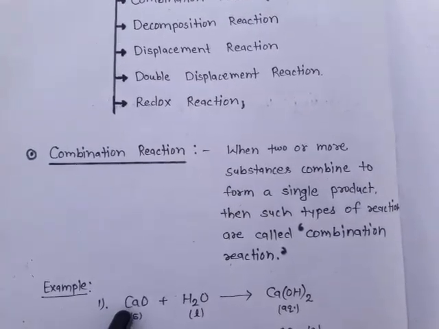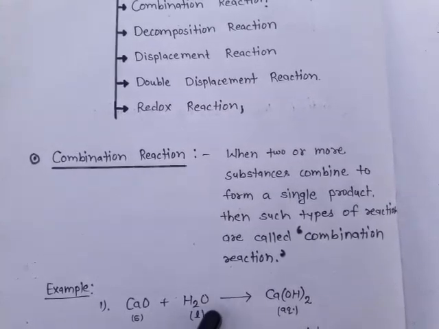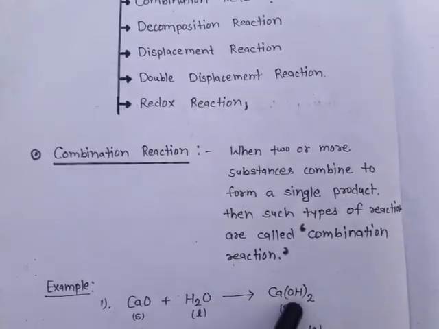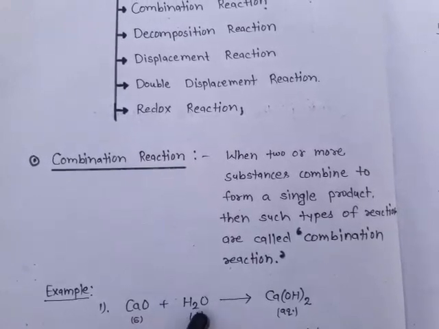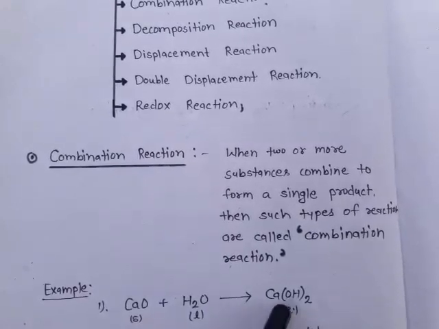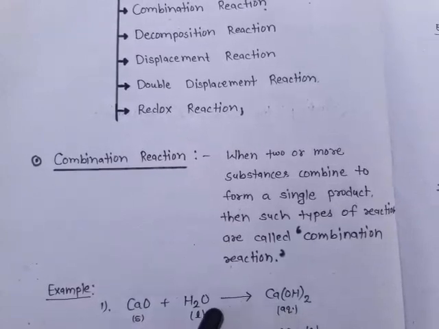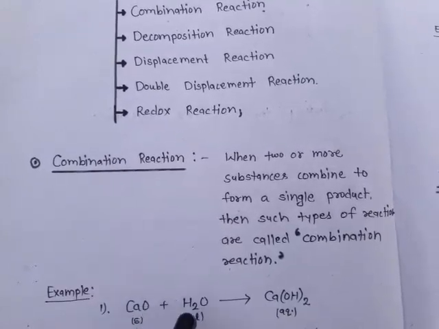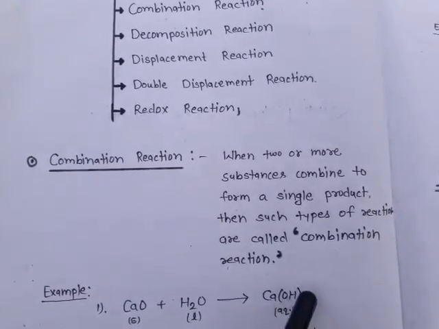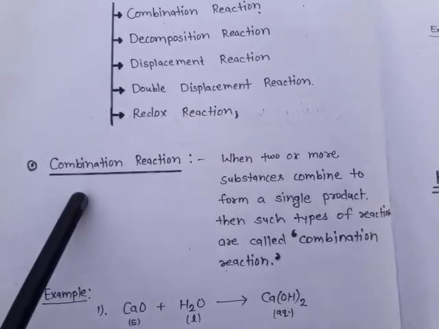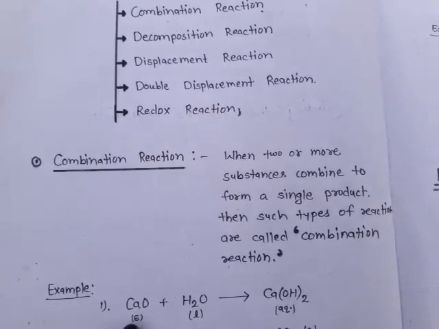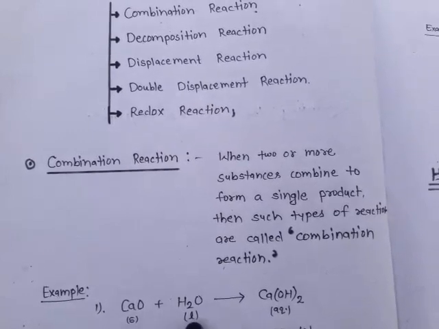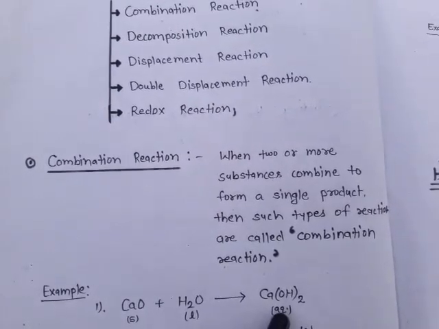Now let us make it clear with examples. The first example is calcium oxide plus water forms calcium hydroxide. That means when calcium oxide is mixed with water, it forms calcium hydroxide. This is slaked lime. Here the reactants are two and the product is single, so this reaction is said to be a combination reaction. These brackets show the states of the substances. S means solid, L means liquid, and AQ means aqueous.